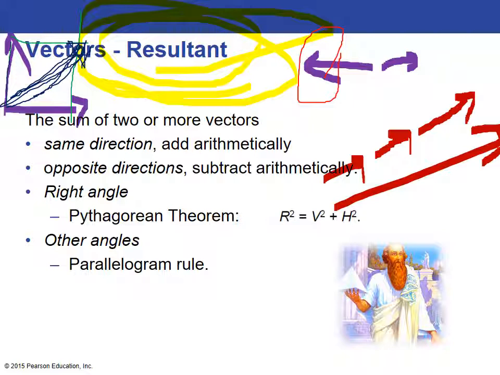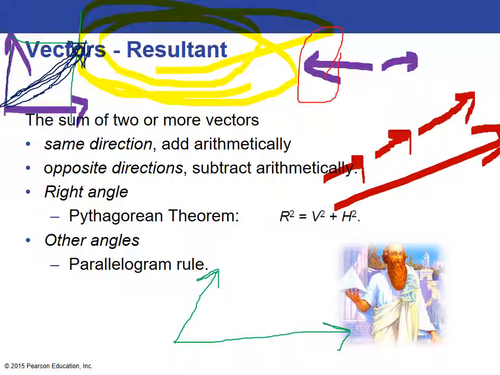If they are at other angles, we're going to follow what's called the parallelogram rule. An example of this would be maybe a vector that's pointing this direction and another vector that's pointing this direction. All right?